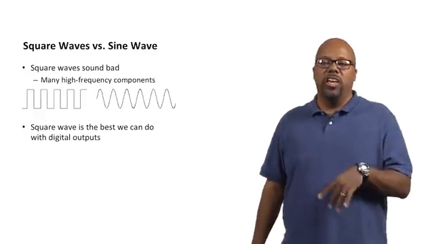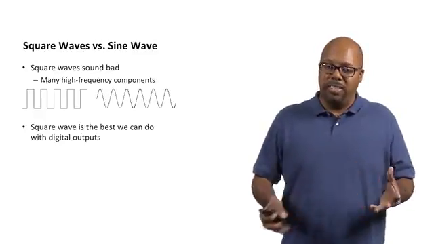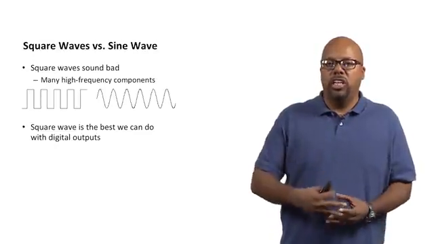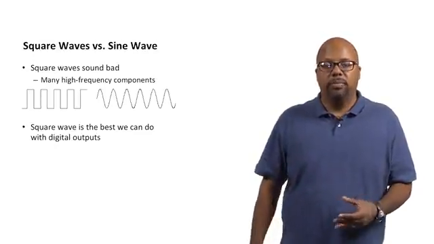And if you really want to make music with an Arduino and make it sound pleasing, you would use a shield. We'll talk about that in the next course. We use a shield which has a sine wave generator. Okay, but right now we're talking about square waves.